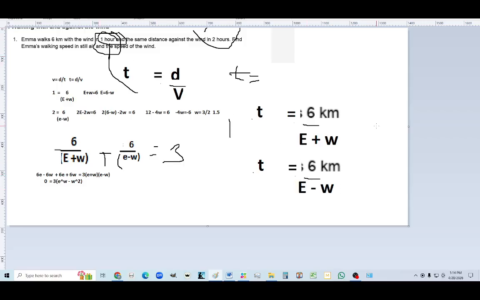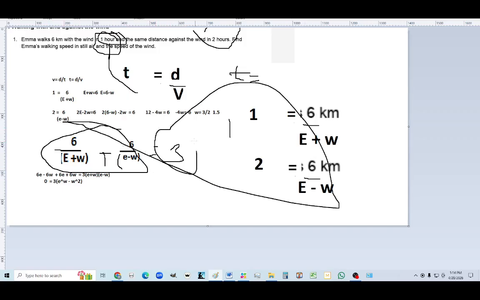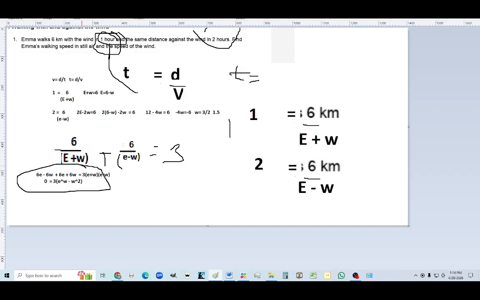Now the time. Well, going with the wind, she's 1 hour. So big old 1 here. And going against the wind, it should take longer, right? Because the wind's pushing against you. It's taking 2 hours. Now, conceivably, you could add these two equations as I've done here to equal the total time is equal to 3, but you discover that it does not work at all.